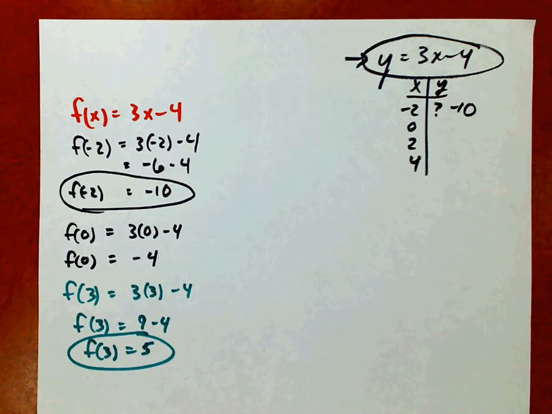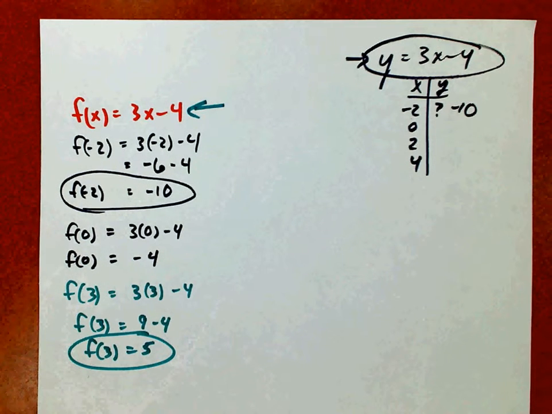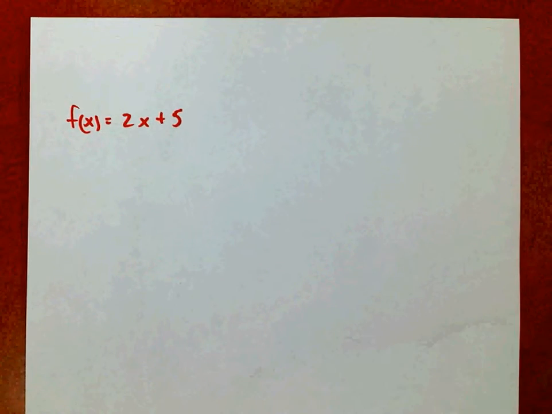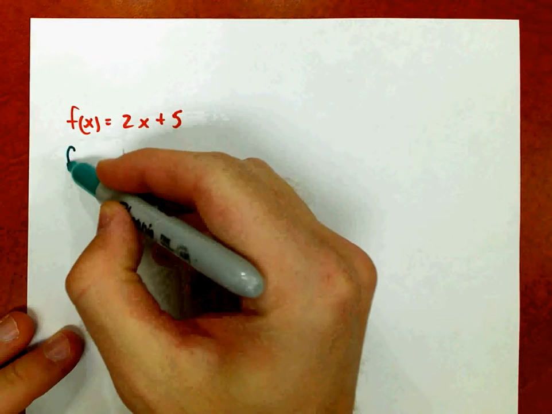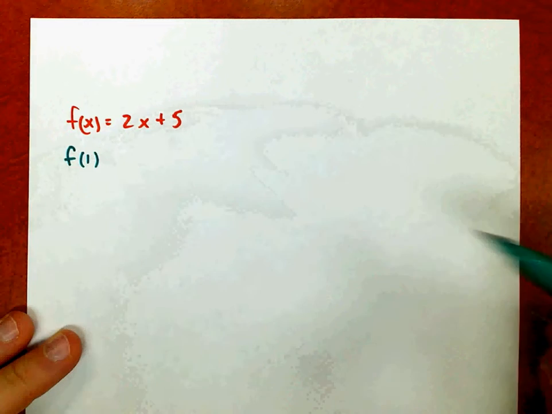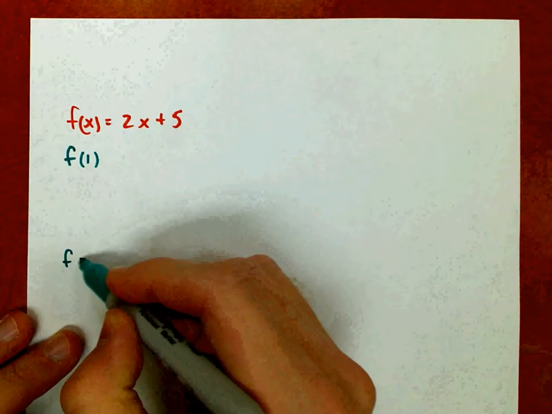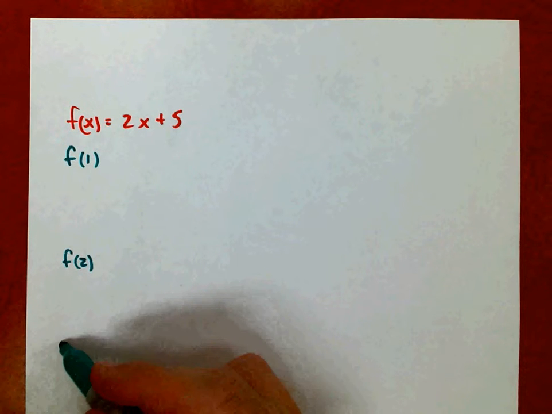Let's try some more challenging functions. Up to now, you've only looked at linear functions. Well, actually, let's hold off on that for a second. Let's look at a different function. F of x is equal to 2x plus 5. Go ahead and find the value of f of 1, f of 2, and f of 3.